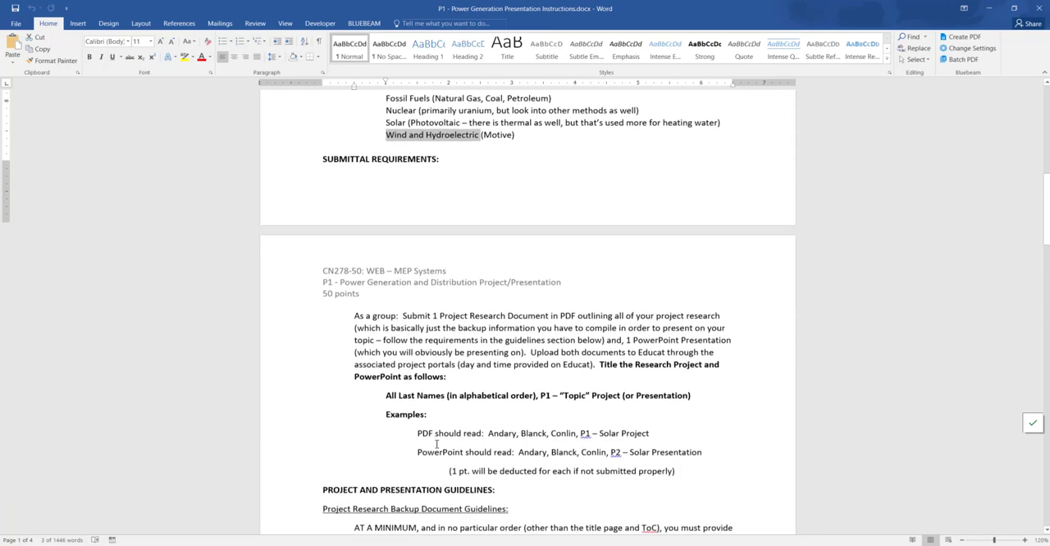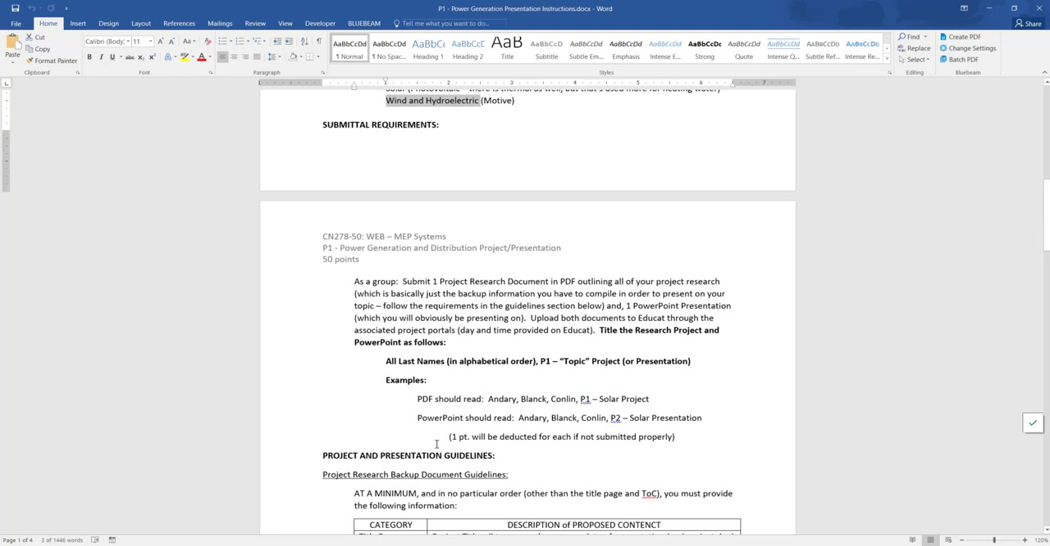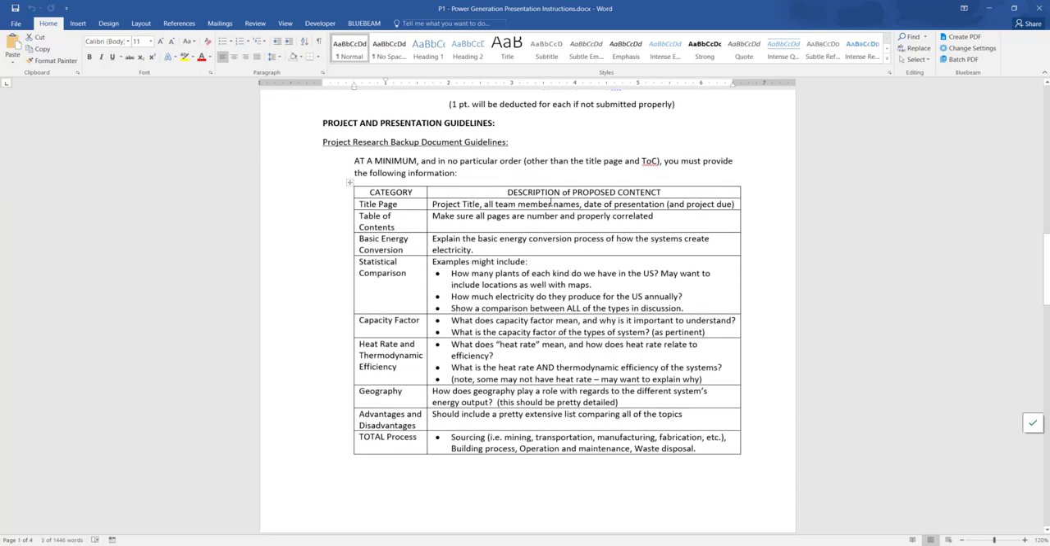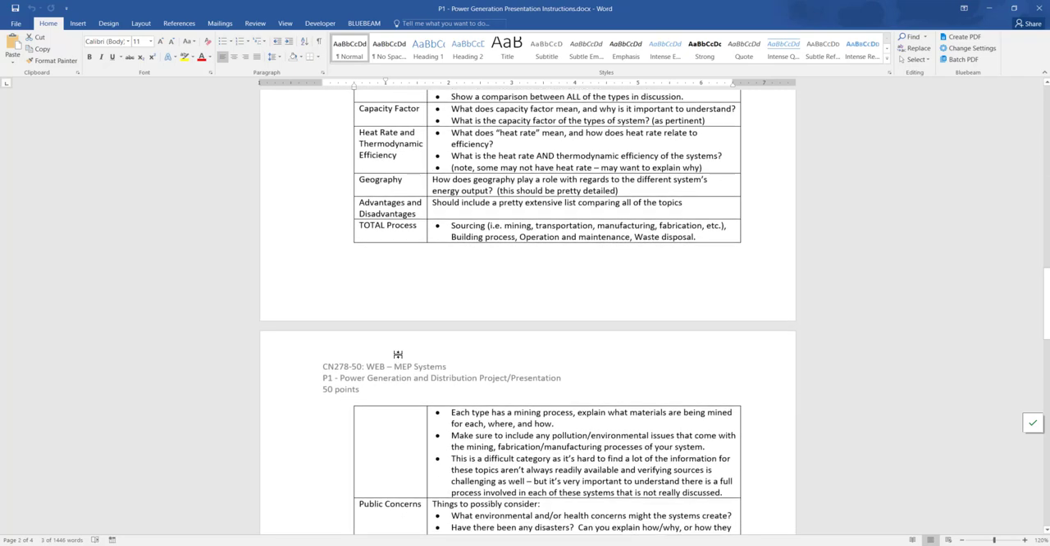Looking through similar requirements here, there's going to be 2 steps. Number 1 is, before you create a presentation, you have to do some sort of research. So you're going to have to turn in whatever that research document is. So you're going to submit a project research document as a PDF. It's basically just an outline of all the categories and all the things down here. So here is a list of the categories, all the things that you should probably be covering.